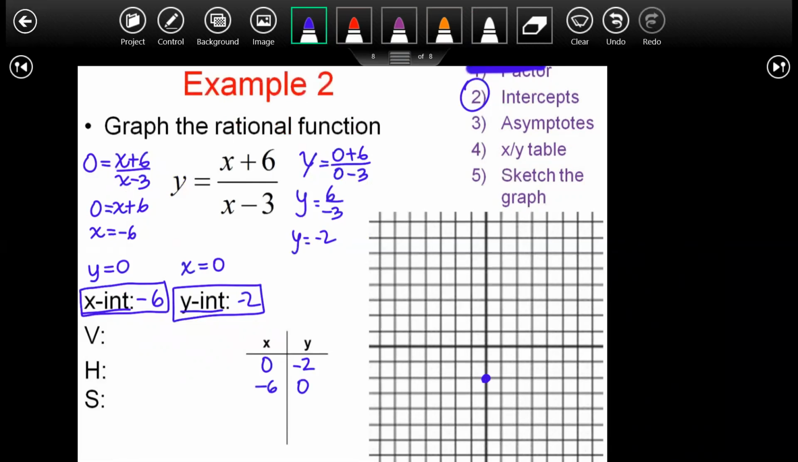So back 6, 1, 2, 3, 4, 5. These would be our intercepts.